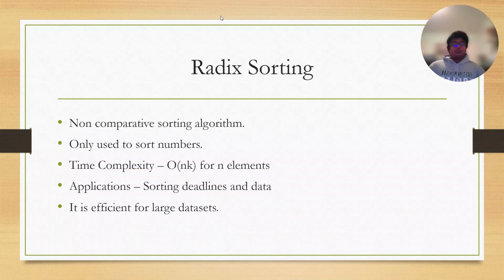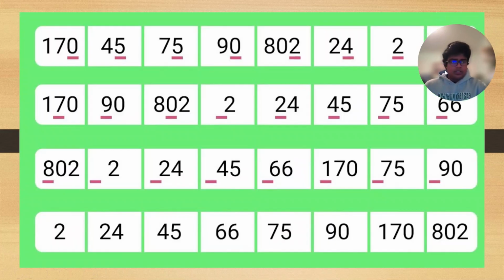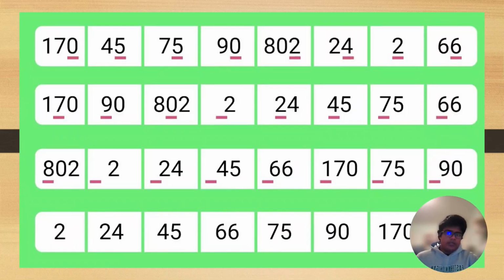The applications for radix sorting mainly involve numbers, like sorting deadlines or data with numbers. And it is very efficient for large data sets. That's one of the main good things about radix sorting. So now, let's quickly look at how radix sorting is actually implemented.